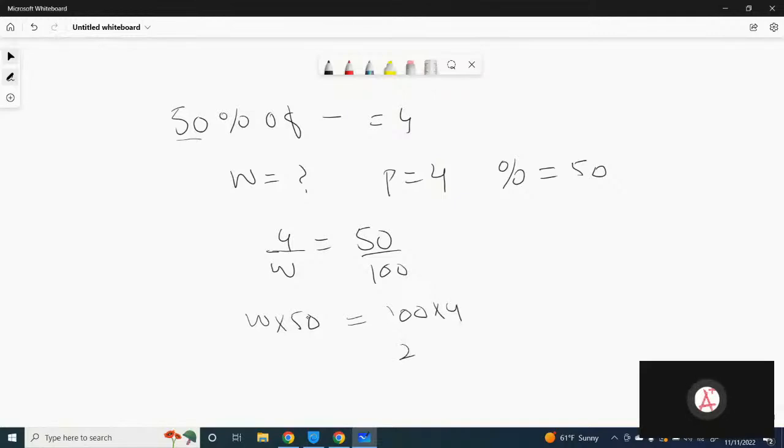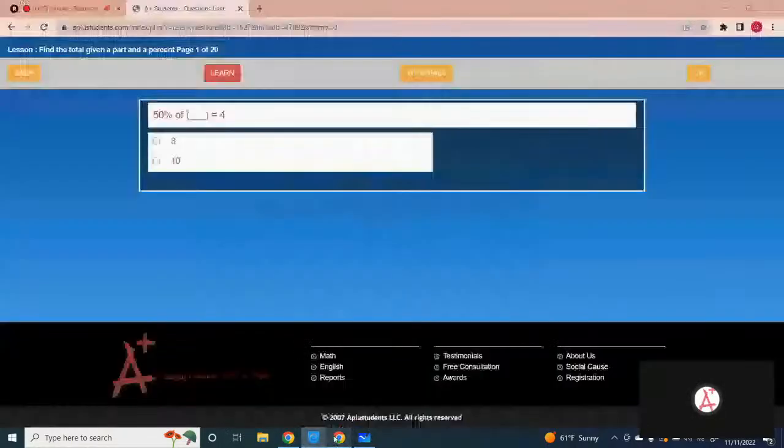100 times 4 is 400, not 200, and divide by 50 to the other side. 5 times 8 is 40. That means 50% of 8 is 4. 50% means exactly half, so half of 8 is 4. Got it? So the correct option is 8. That means the number is 8, and 50% of 8 is 4. Got it?